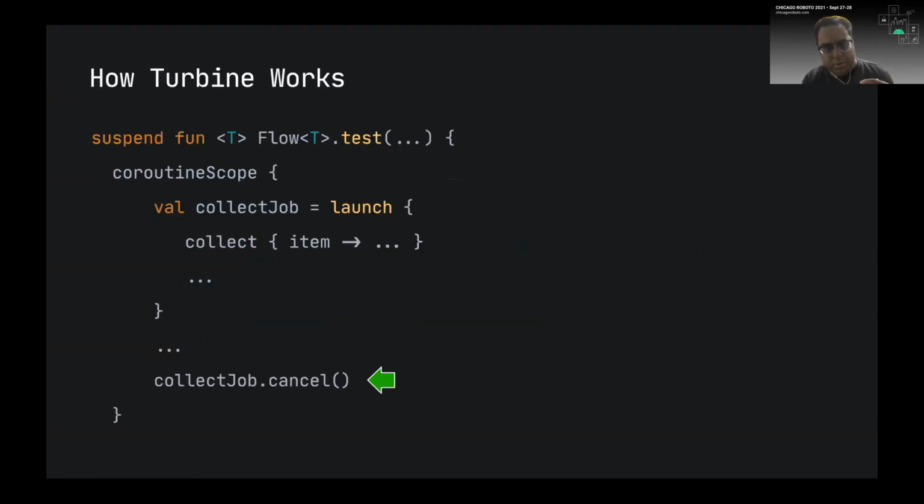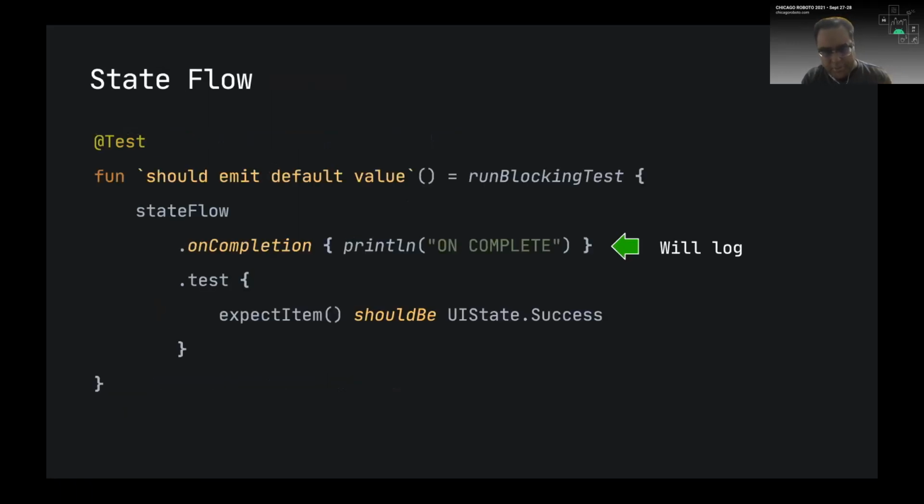So when you look at what's happening internally, at a certain point when it goes to clean up, it will take the job of that coroutine and call cancel on it. And when it does so, you'll see that the onComplete at the end of your test will get called because the subscriber completed exceptionally, due to a cancellation exception. That's something important to understand. So you'll see that this will log in this very simple test.